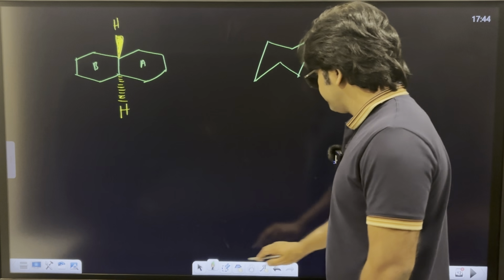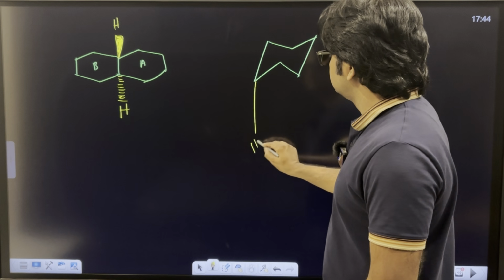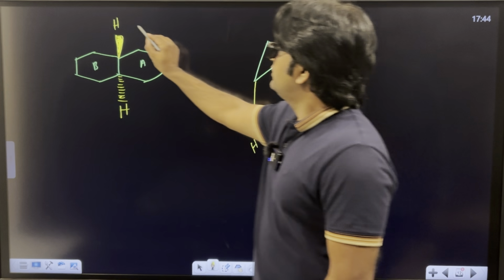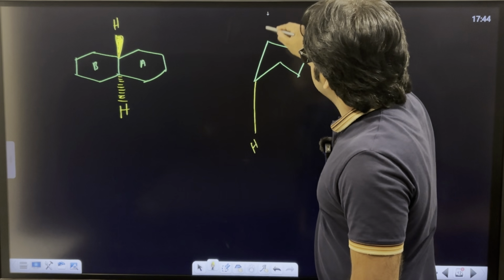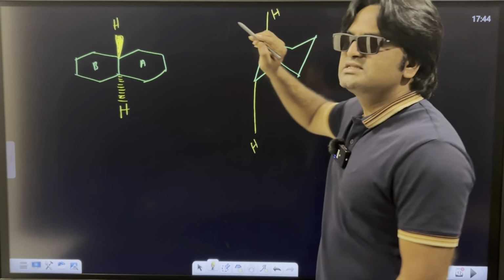Hydrogen below the plane. Clear? And what about this hydrogen atom? Above the plane. Just write above the plane. If it is upside, above the plane; downside, below the plane. That's it. Next, what about ring B?